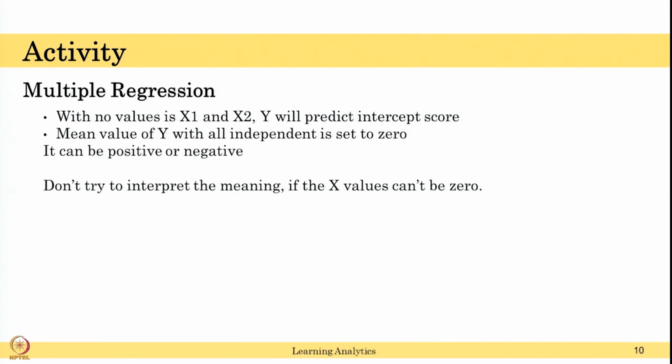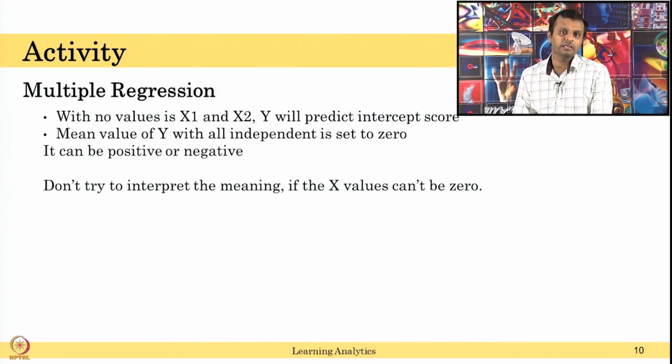So, intercept means that with no values of x1 and x2, y will predict the intercept score. If x1 is 0 and x2 is equal to 0, then whatever the intercept is, that is the value given in y. The mean value of y with all independent values set to 0 is actually the intercept value. If you have to compute it, that is how you do it. And it can be positive or negative, that is very important.